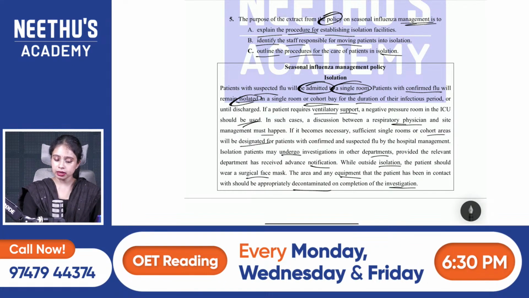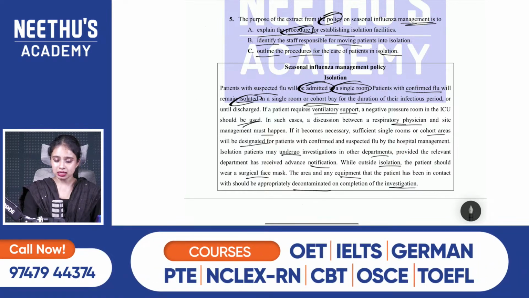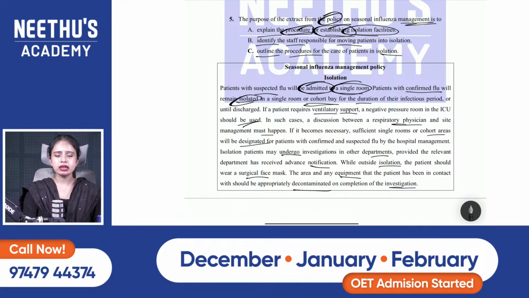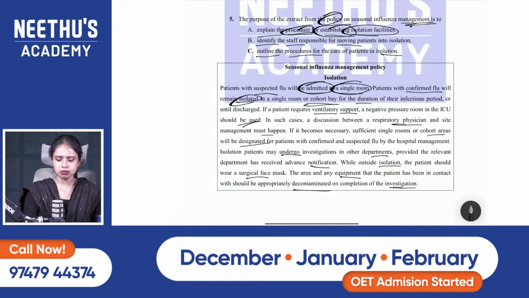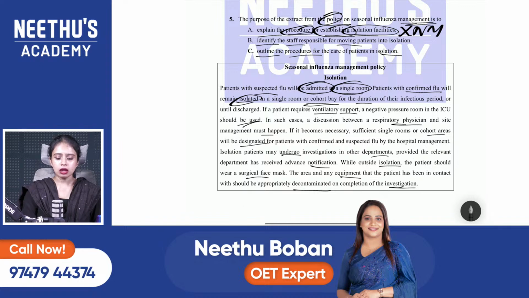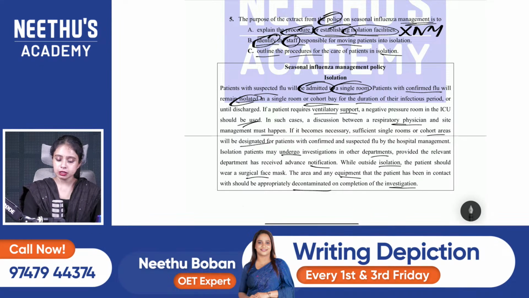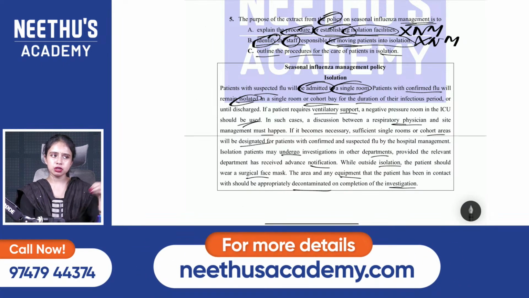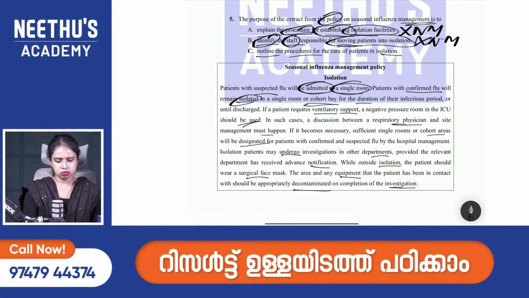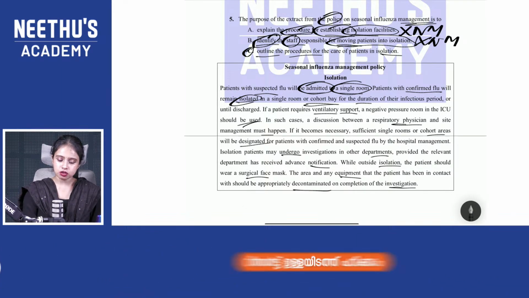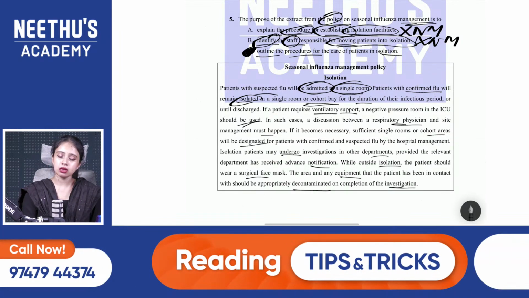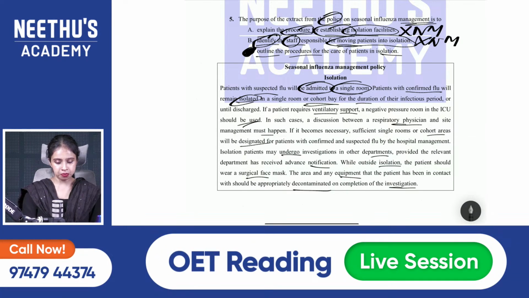So, again, coming back to options. Option A, this is all about explaining the procedure for establishing, identifying isolation facilities. Isolation facilities identification ആണോ ഇത്? Is it a procedure dealing with the identification of isolation facility? It's not at all. Option B, identify the staff responsible for moving patients into isolation. Again, where is it mentioned this staff is able to move the patient into isolation department or room? Not mentioned here. So the simple answer is option C. This is all about an outline regarding the procedure for care for patients in isolations. Very good, Shini. That is the right answer.